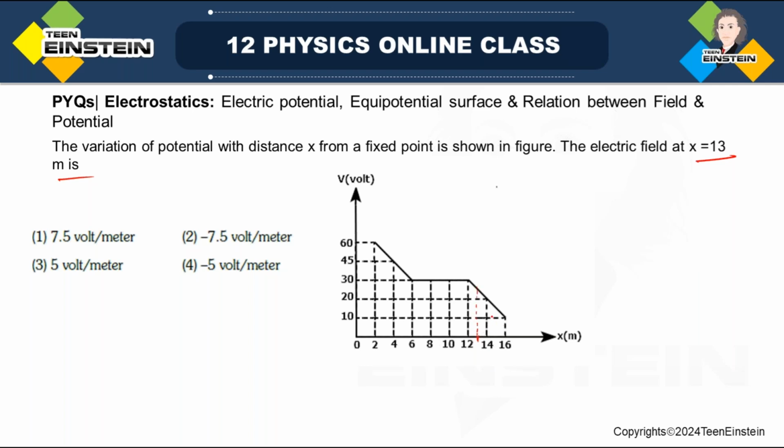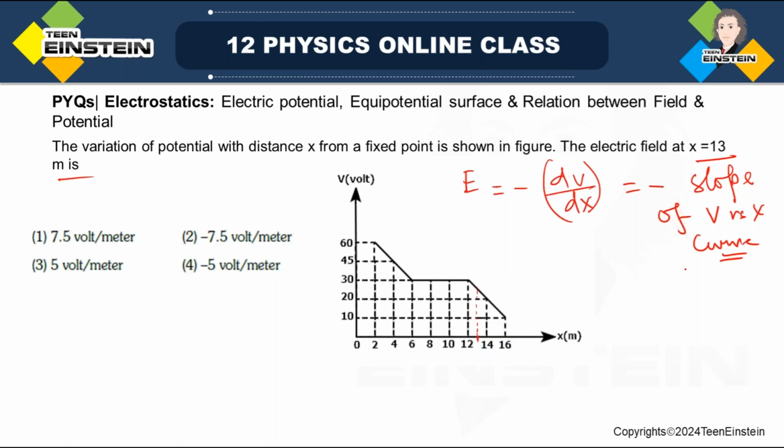So what will be the electric field at this particular point? So you might be thinking, how do I get electric field from this graph? See, same thing again. This is minus dV/dx. I have to just take the slope. So this is minus slope of the V versus x curve. This will give you the electric field. This is nothing but the slope.